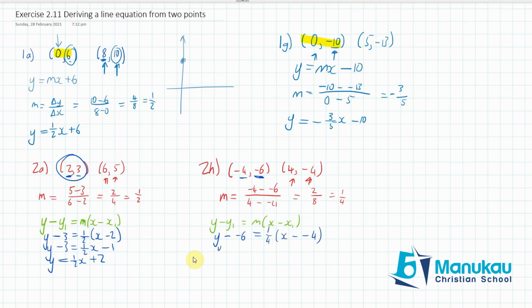Now, that means I've got y plus 6, because a minus minus is plus, equals 1/4 into x. Now, a minus minus 4 is a plus 4, and if I times a plus 4 by 1/4, I get plus 1. Then I move everything across to one side. Got y equals 1/4 x plus 1 minus 6 is minus 5, and that's my final answer.